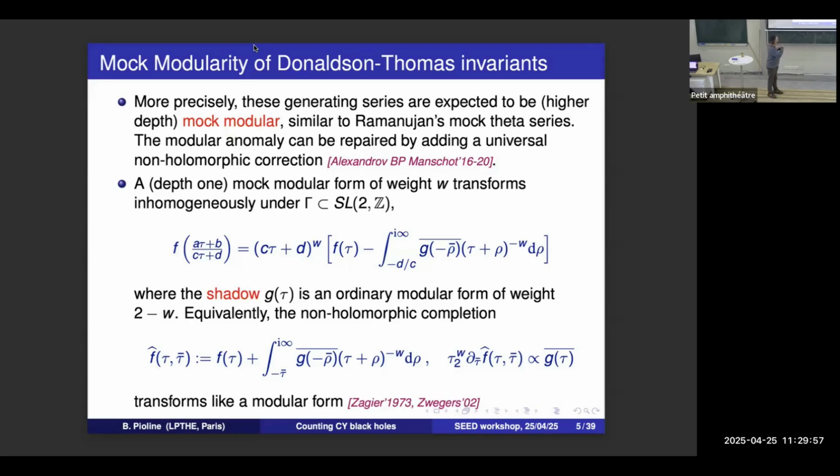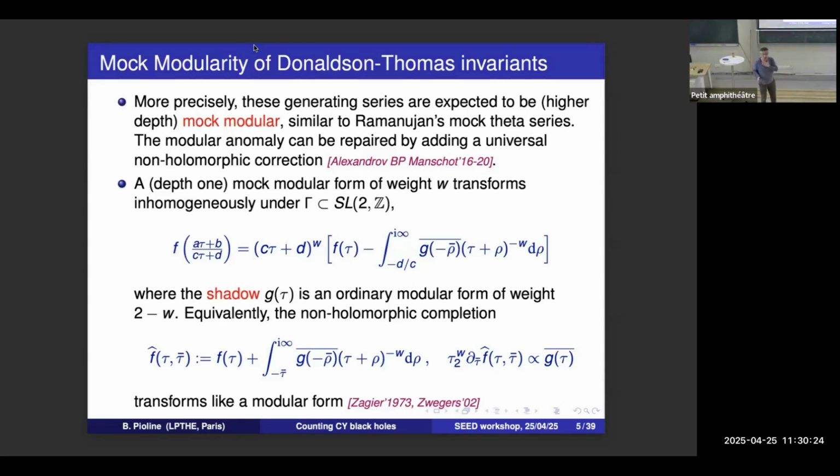But if you know the non-holomorphic completion, then you can read off the shadow by taking just the tau bar derivative of this, which gives the function of tau. The tau bar derivative just acts on the lower bound of this integral, and you just recover this ordinary modular form. So such a structure is... yes, please.